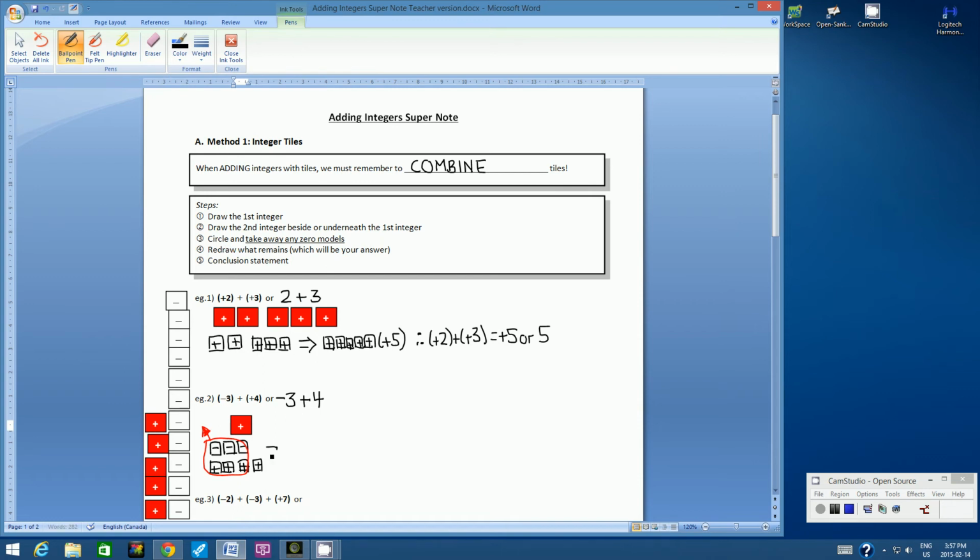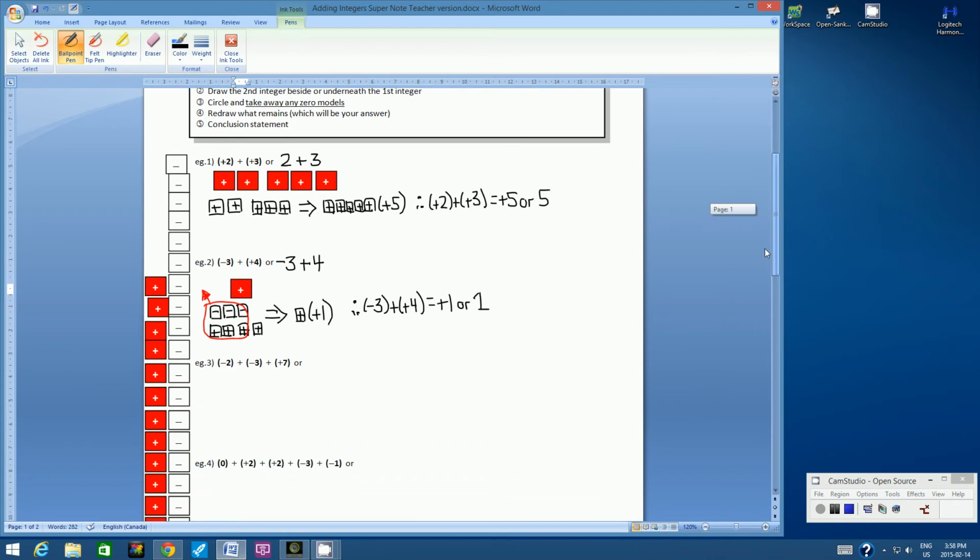When we redraw our answer, we use this type of arrow, and whatever's left, that's going to be our solution. +1 tile is left. We'll put the answer in integer form as well. Now, our conclusion statement, step 5: therefore, -3 plus +4 equals +1. Or if we were to write it in standard form, simply 1. Okay, are you getting the hang of this? Okay, let's go on to number 3.